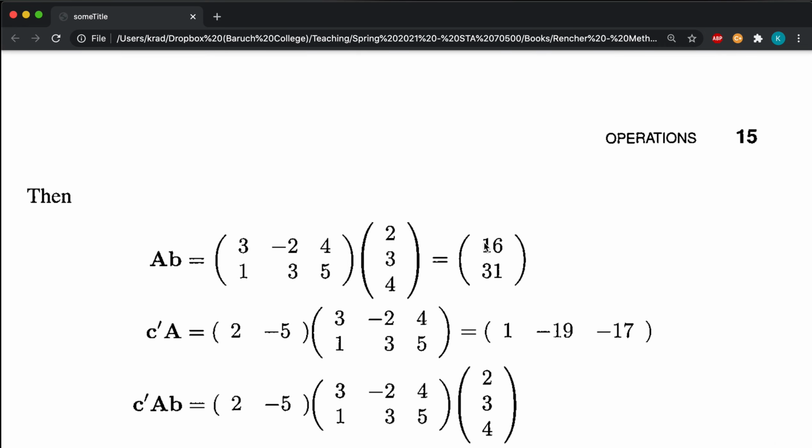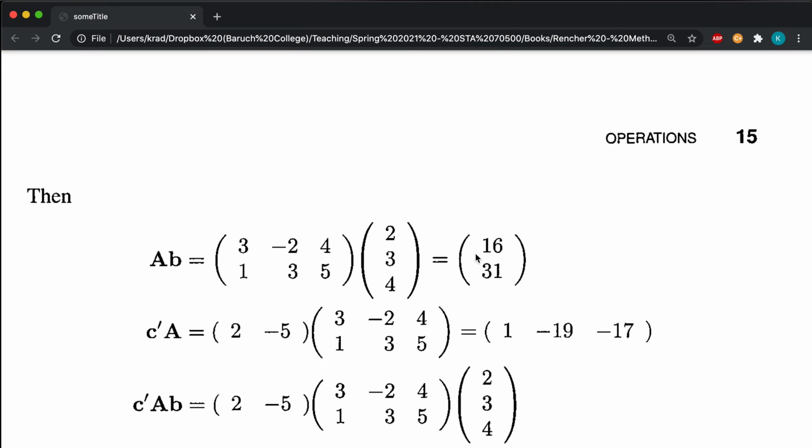Okay, now what about C transpose AB? This sounds a little bit more complicated, right? Because now we have 3 terms, and then the question is, where do you start? It doesn't matter. We can start with AB and then go to C transpose, or we can start with C transpose A and then go to B. Okay, so let's start with AB.